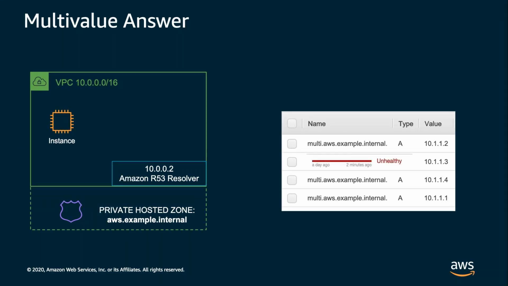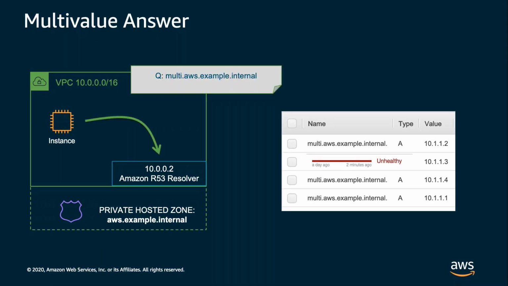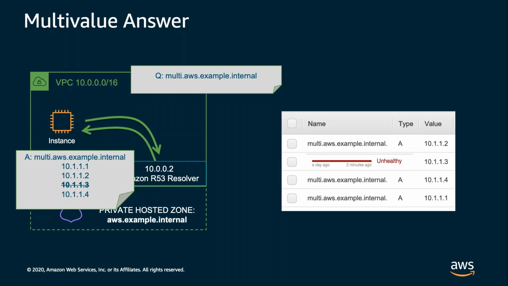We can add health checks here, and if one of these becomes unhealthy, when my instance queries that hostname multi.aws.example.internal again, I'll only get back the healthy IP addresses. So it gives us a way to have a health check and make sure that we're only returning IP addresses that are actually up and running and healthy.